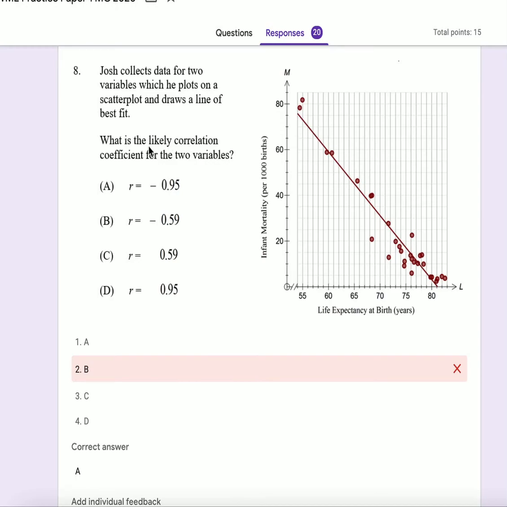Okay, so because it says likely, that tells me I don't actually have to calculate the correlation coefficient, so I don't have to worry about formulas or anything like that. We're just doing an estimate because it's likely, the likely correlation coefficient. So let's have a look at our graph.